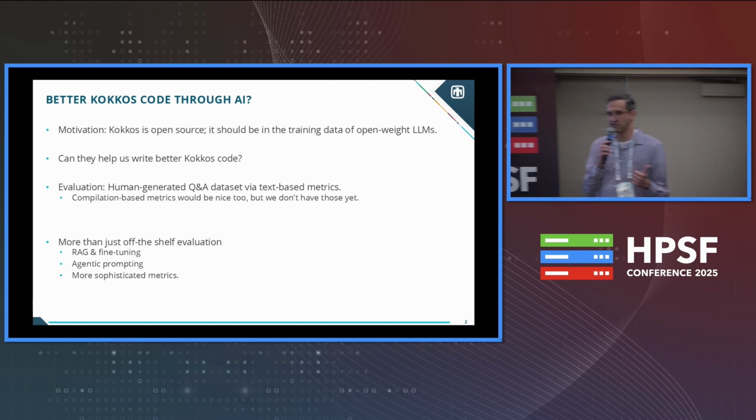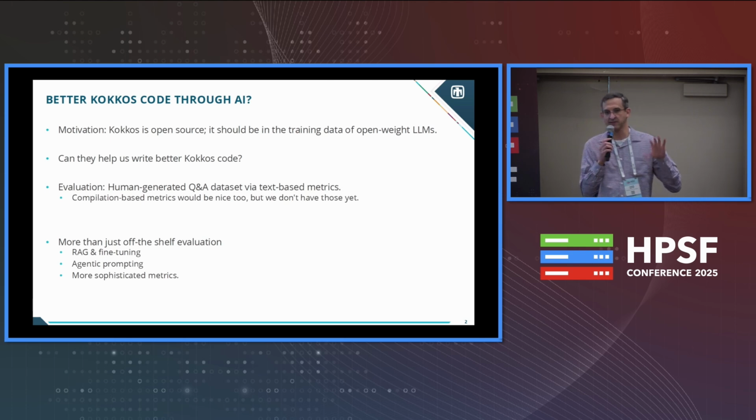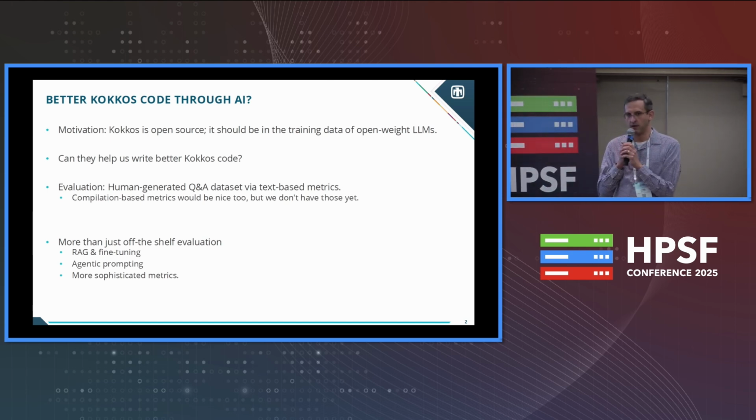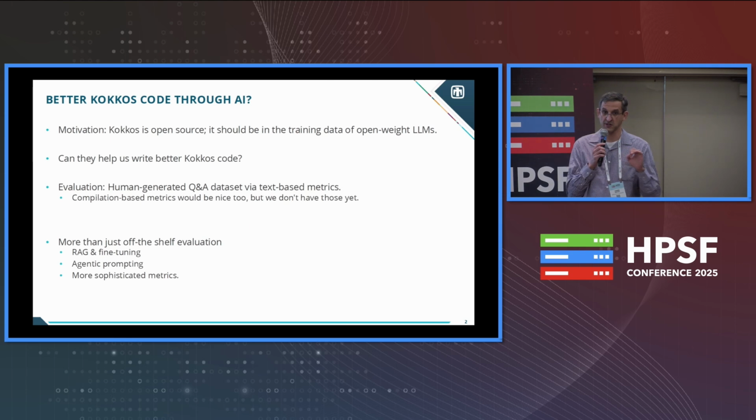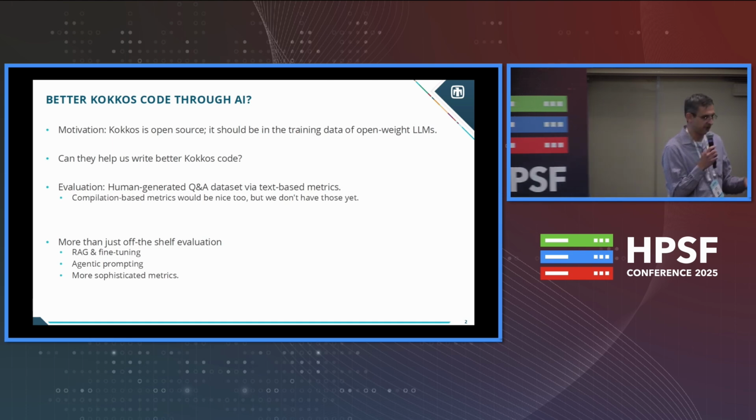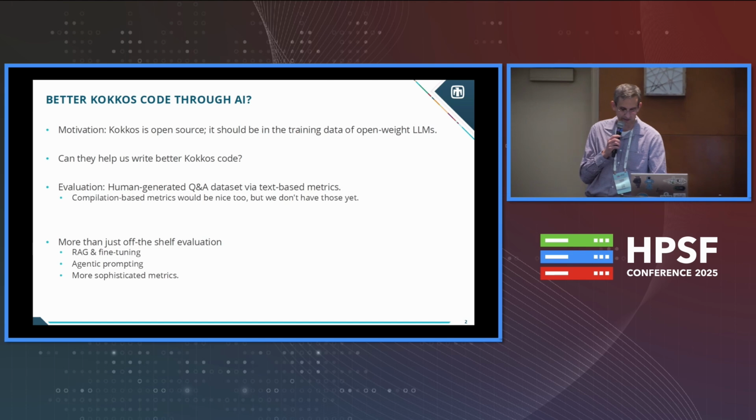So the first thing we need to do is a way of measuring that sort of thing. What we have, courtesy of the Kokkos Kernels team and friends, is a human-generated Q&A dataset of Kokkos questions and then code to answer them. We're going to use text-based metrics on that. Compilation-based metrics would probably be good as well. There are complications with that, and I'll show you on the next slide. We don't have those, but it's something we'd like to work towards. And then we're doing more than off-the-shelf evaluation, and I'll get into more of that in a minute.